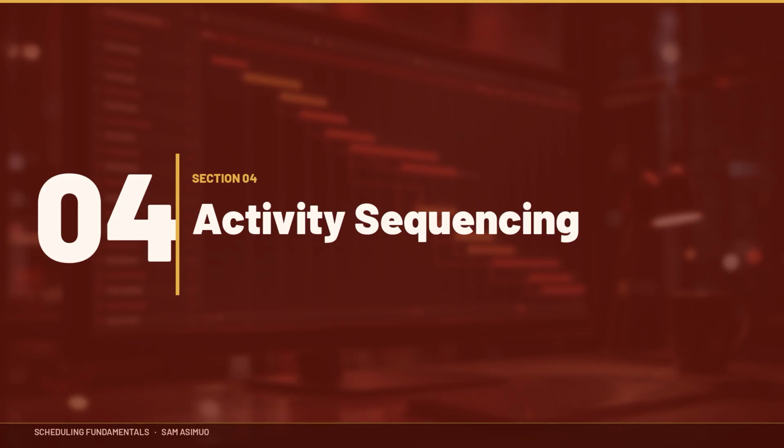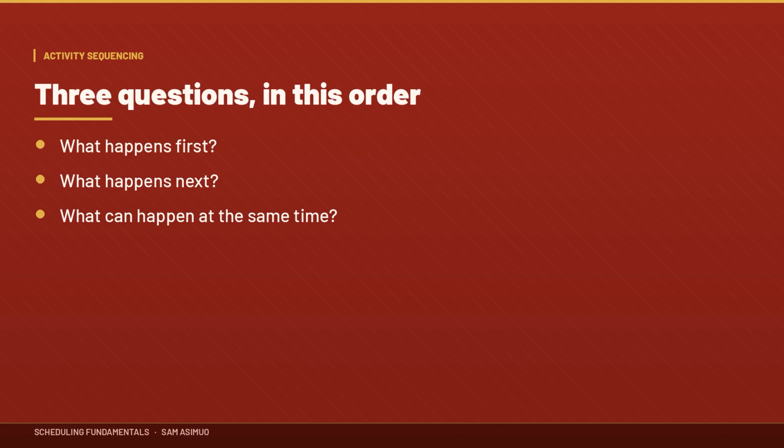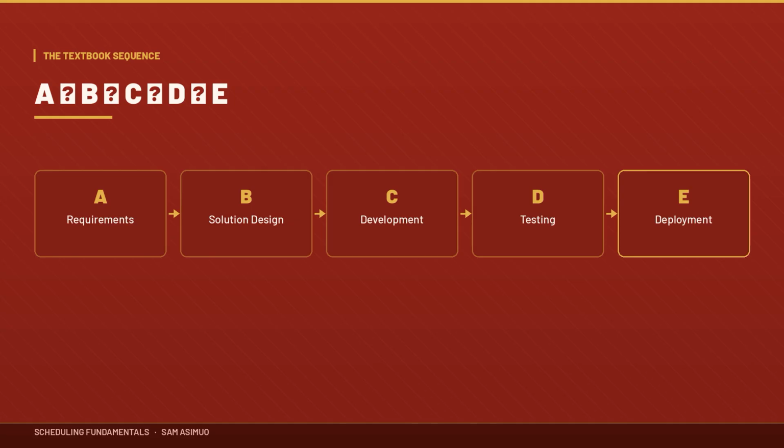Section 4. Activity sequencing. Now we get into the heart of scheduling. Once we know the activities, we need to determine what happens first, what happens next, and what can happen simultaneously. This is called activity sequencing. Let's say we have A, requirements, B, solution design, C, development, D, testing, E, deployment. A simple sequence might be A to B to C to D to E, meaning requirements must finish before design. Design must finish before development. Development must finish before testing, and testing must finish before deployment.